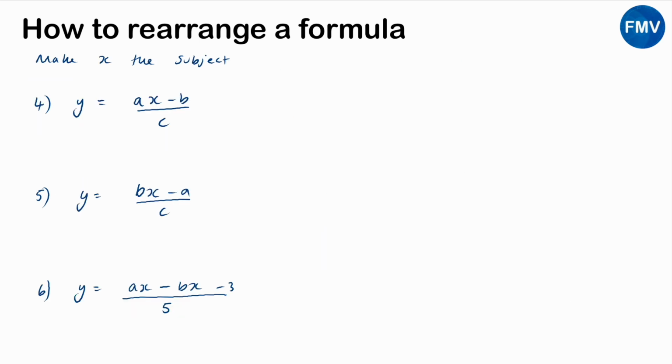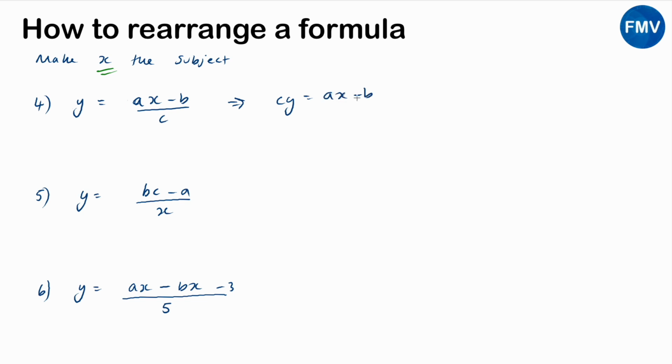Okay, moving on. Last three questions. We're going to make x the subject. So for this first question, I need to get rid of the c first. I can do that by multiplying the numerator by c. That would cancel those c's, and by multiplying the y by c. If I did that, I would get cy is equal to ax minus b.